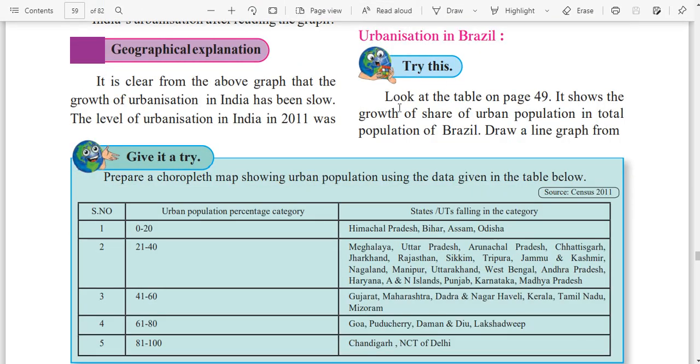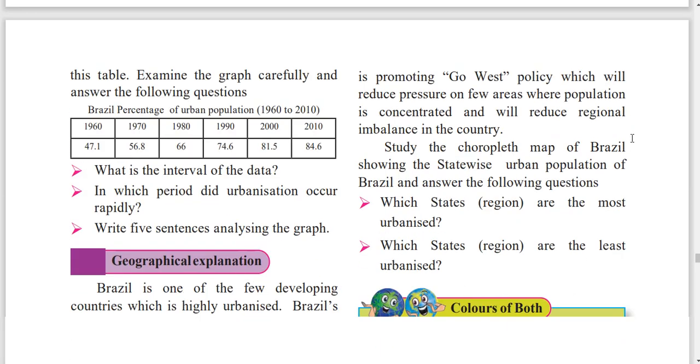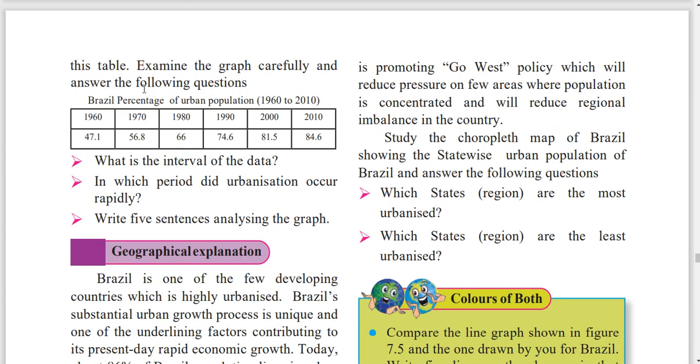Urbanization in Brazil. Try this. Look at the table on page 49. It shows the growth of share of urban population in total population of Brazil. Draw a line graph from this table. Examine the graph carefully and answer the following questions. Brazil percentage of urban population 1960 to 2010: 1960, 47.1; 1970, 56.8; 1980, 66; 1990, 74.6; 2000, 81.5; 2010, 84.6.